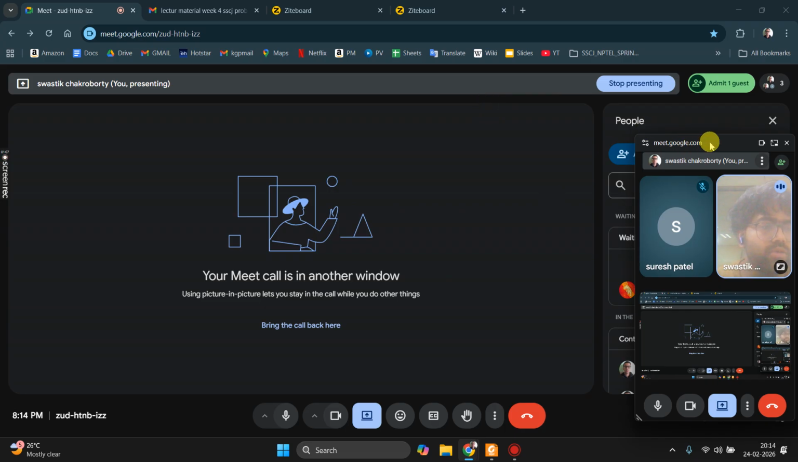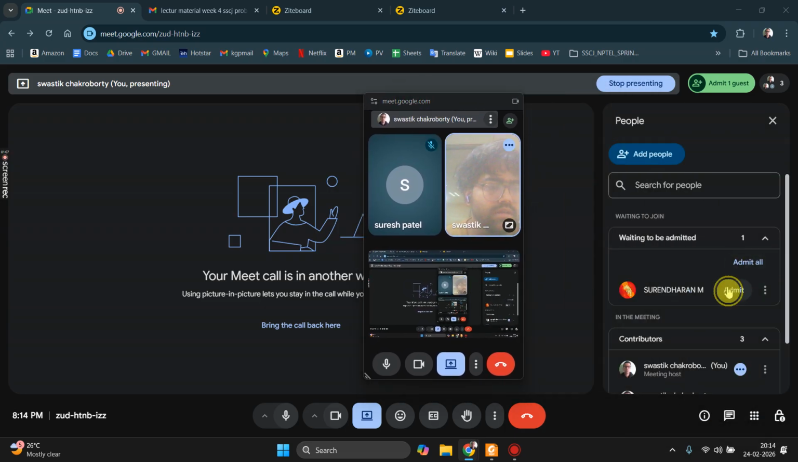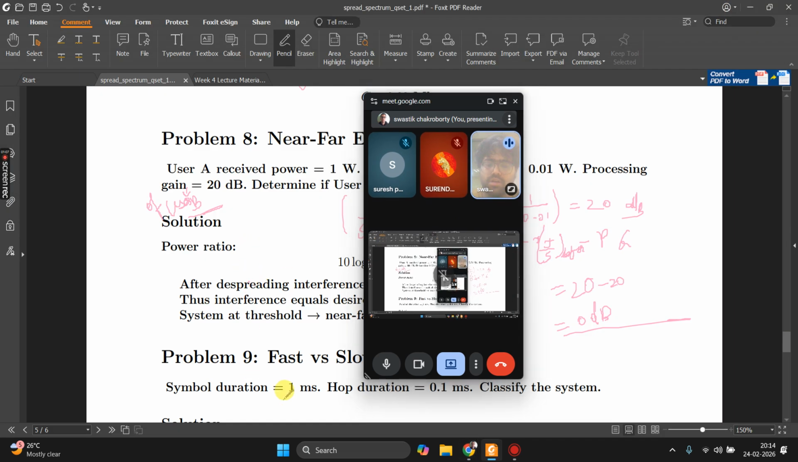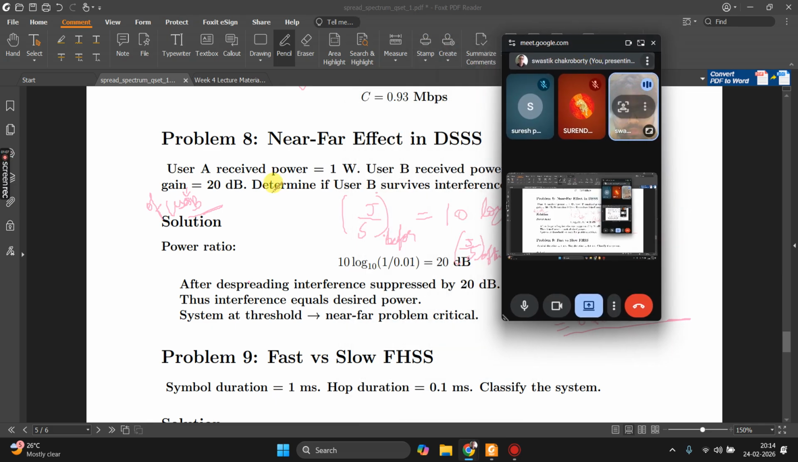Or more simply put, the symbol duration is greater than the hop duration, so it is fast FHSS. Or the hop duration is lesser than the symbol duration, so it is fast FHSS.